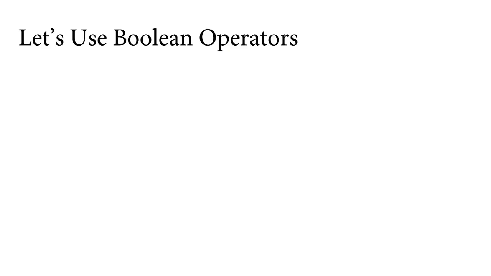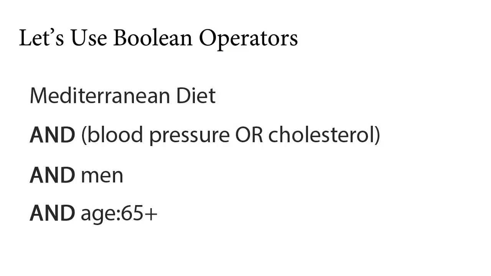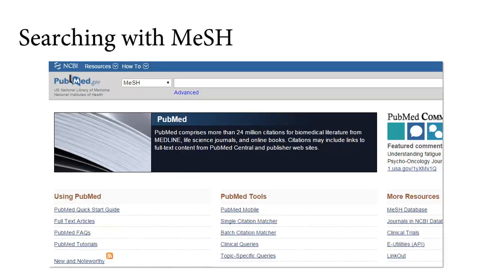Let's take a moment to write out our search with Boolean operators. It would look like this: Mediterranean diet AND (blood pressure OR cholesterol) AND men AND age 65 and over. Let's start our search of the MeSH database for our keywords blood pressure, cholesterol, and Mediterranean diet.